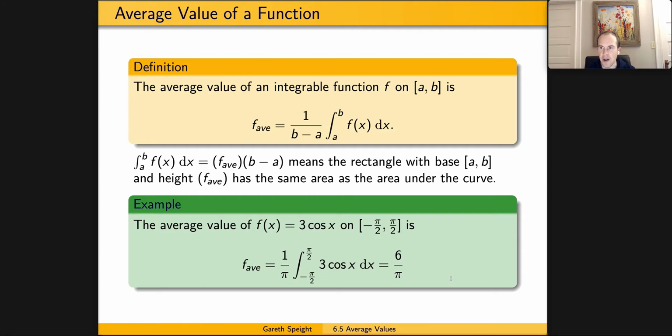Okay, so if you're ever asked to find the average value of a function on an interval, it should be dead easy. Just remember the definition: integrate and divide by the length of the interval.